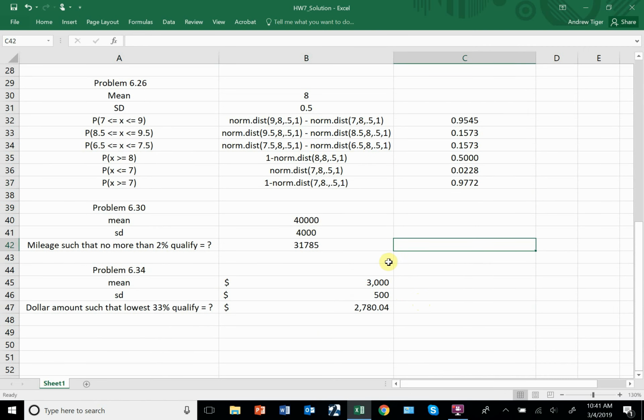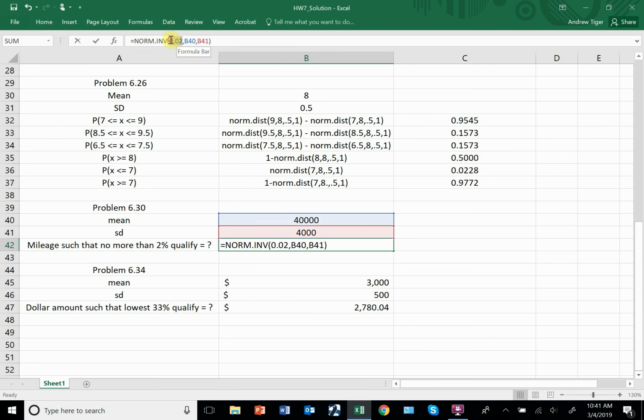630 we did in class. If the mean of these tires is 40,000 miles with a standard deviation of 4,000, what should the mileage be such that if someone comes in and says, hey, my tire failed at this mileage or less, they would get a warranty? They would get free tires or their money back. They only want to have that happen 2% of the time. So I use the norm INV function and put in 0.02 because that's only going to happen at that value or less.